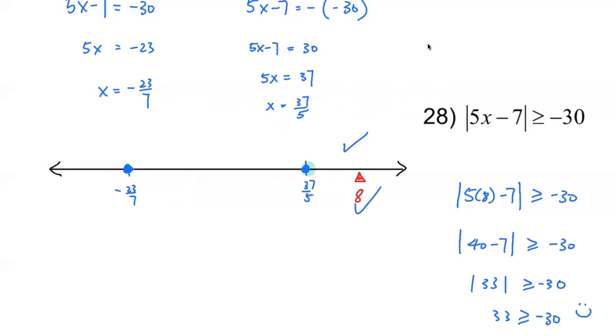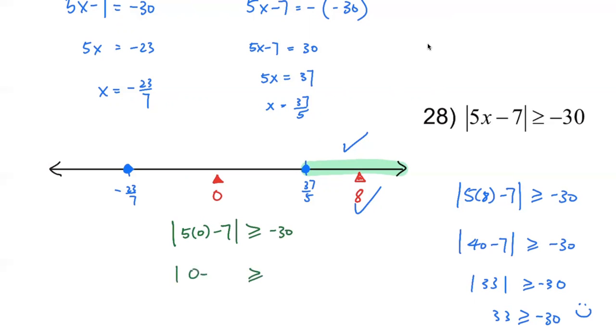So let me go ahead and highlight this part. This is a good part. Any values in this part will be our solution, but we're not done yet. Let's pick a number in between these two and pick an easy number. Let's pick 0. Okay, 0 is a nice number to test. So we say, all right, the absolute value of 5 times 0 minus 7 is greater than or equal to negative 30.